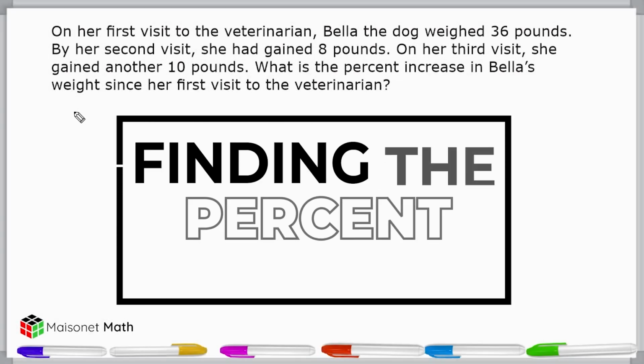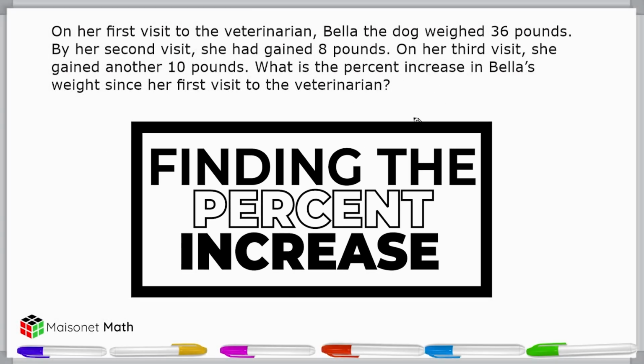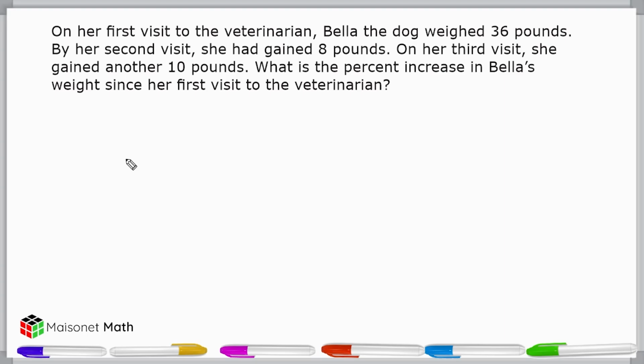We have a problem here that is involving the percent increase. So what we're going to do is read the problem and figure out what approach we're going to take to solve. The problem reads, on her first visit to the veterinarian, Bella the dog weighed 36 pounds. By her second visit, she had gained 8 pounds. On her third visit, she gained another 10 pounds. What is the percent increase in Bella's weight since her first visit to the veterinarian?